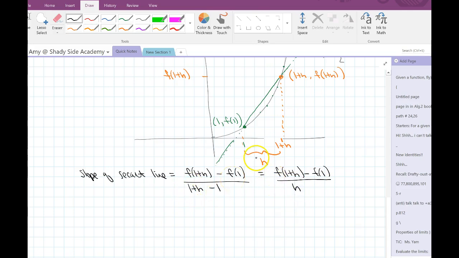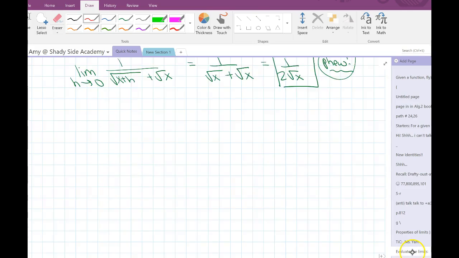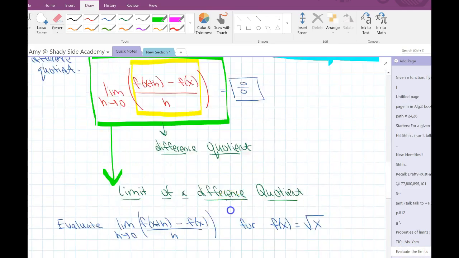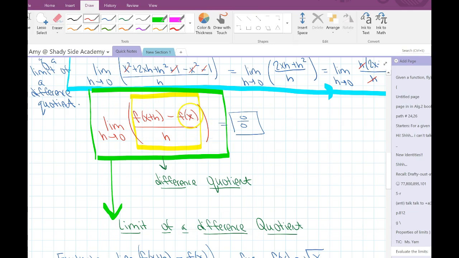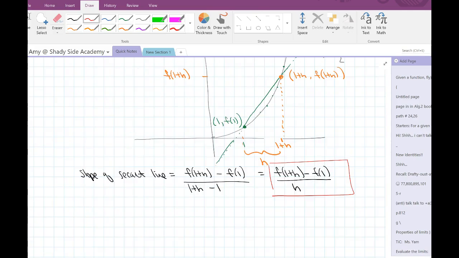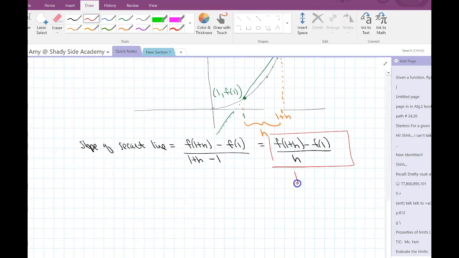What do you notice, boys and girls? What is this? This looks a whole lot like a difference quotient, where x equals 1. Yes, it does. This right here is a difference quotient where x equals 1, okay?